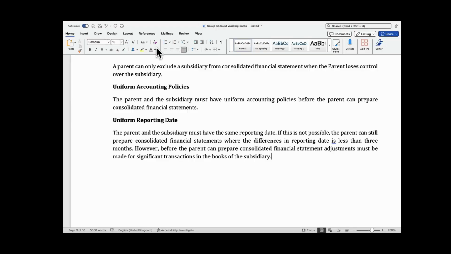So that means we will need to impair, we will need to remove that receivable. So these are majorly adjusting events that you need to use to update the books of that subsidiary at the reporting date of the parent. It's majorly adjusting events. That's what this standard is talking about, really.